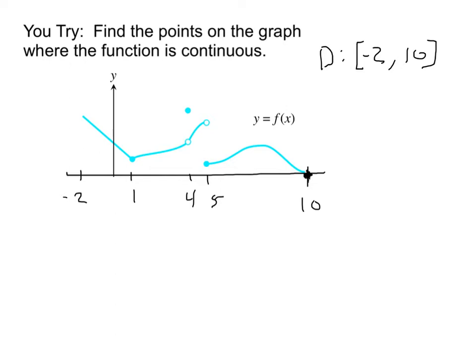Except for the points, well, 1, it's a filled in dot, so that's still continuous. 4, though, it breaks there at 4. So except at x equals 4, and then also at x equals 5. Those are the two places that it's not continuous. Okay.